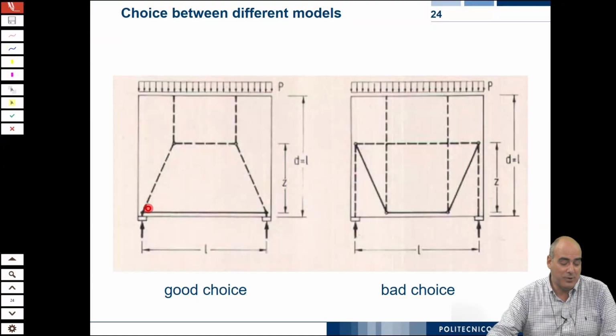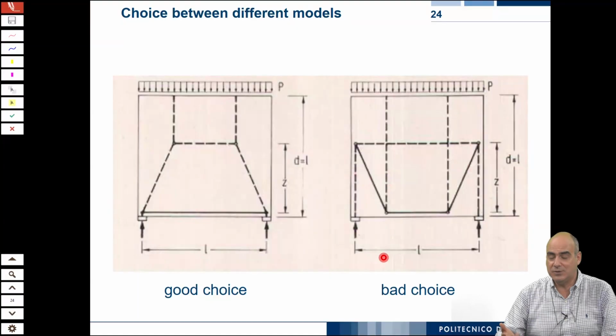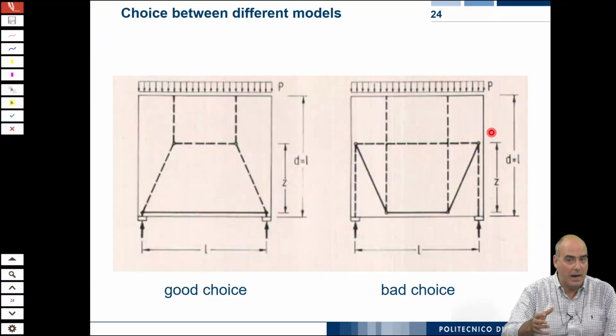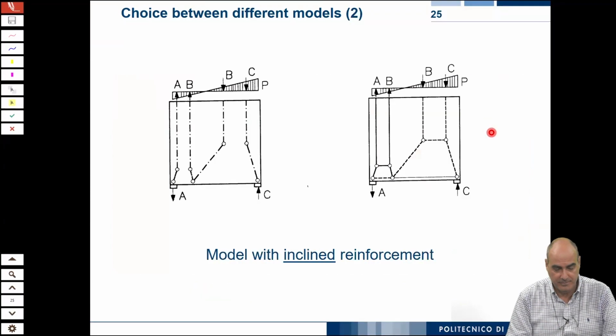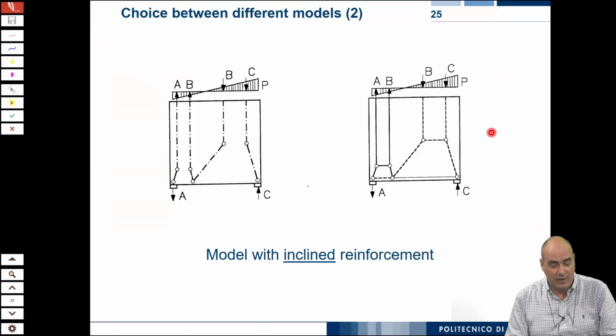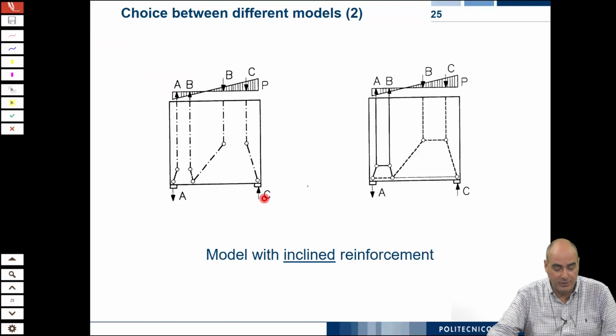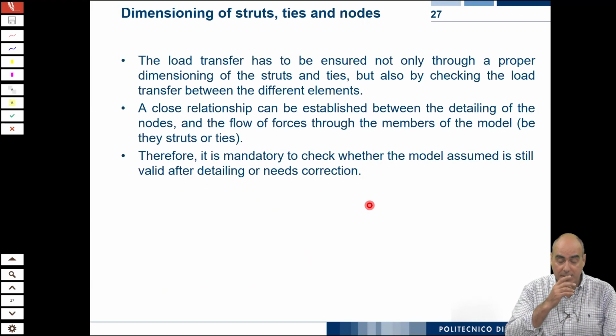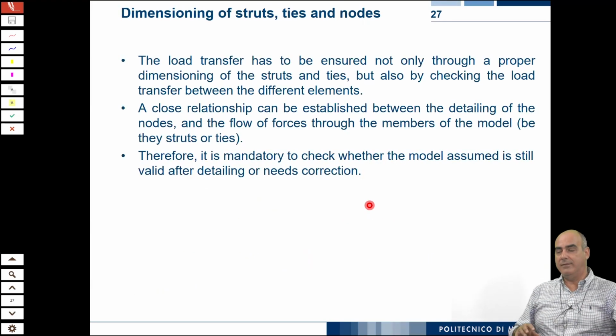Well, this is also a bad choice from the constructability point of view, because it will require that you detail the reinforcement like this. You have to anchor the reinforcement and so on. You can also have some models with inclined reinforcement. Why not? We will see some examples after that. But now, okay, we will see with examples, it's much easier.